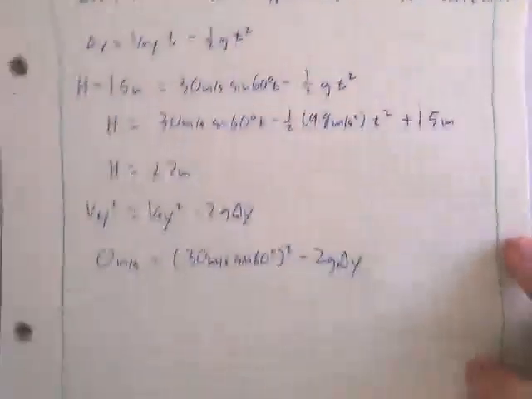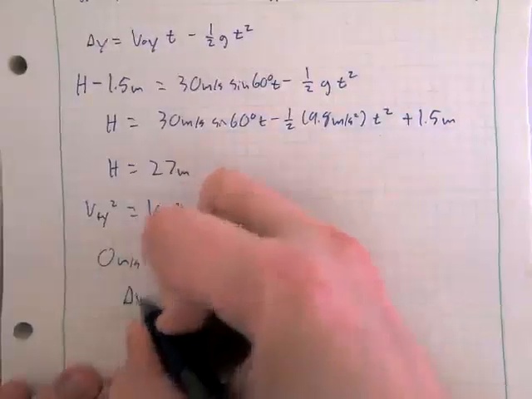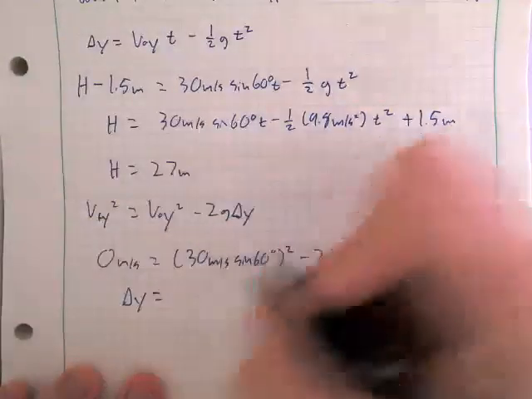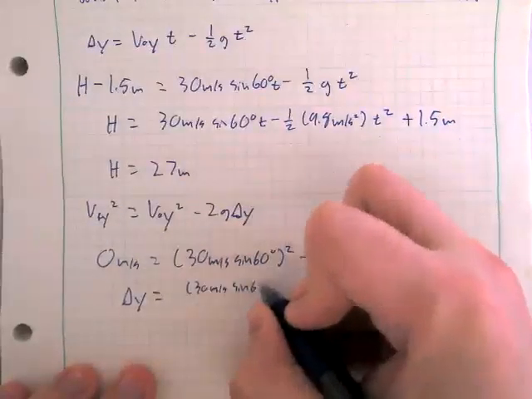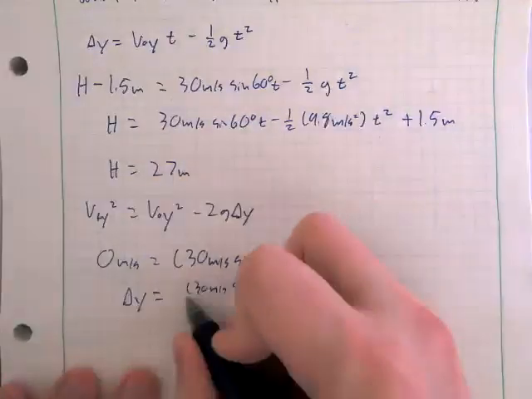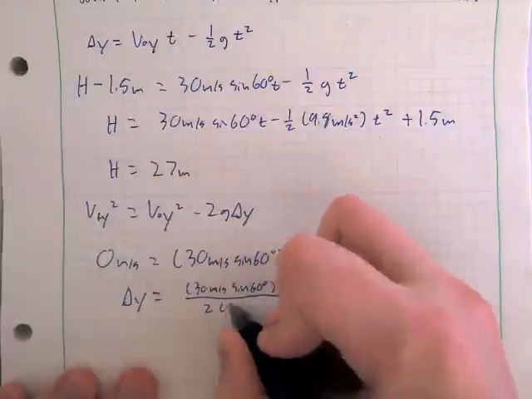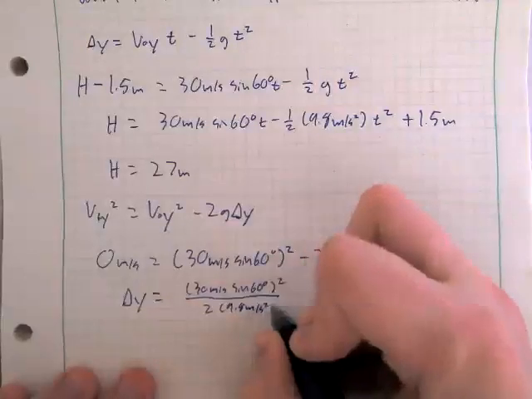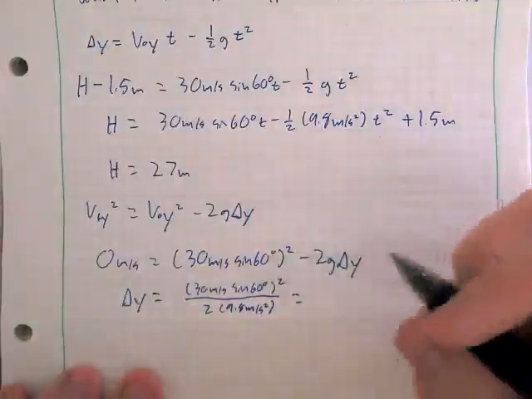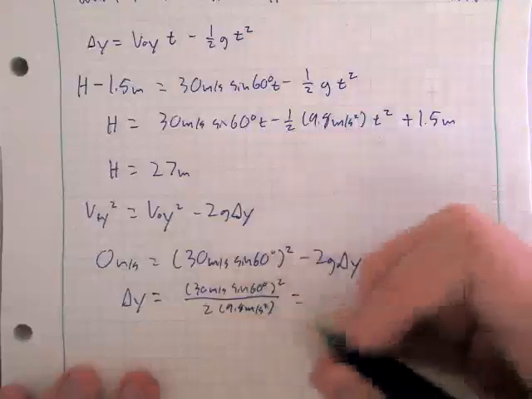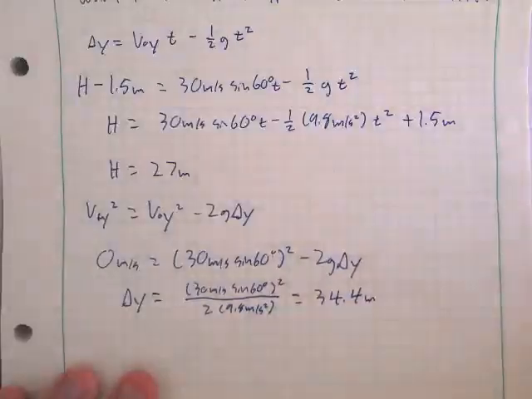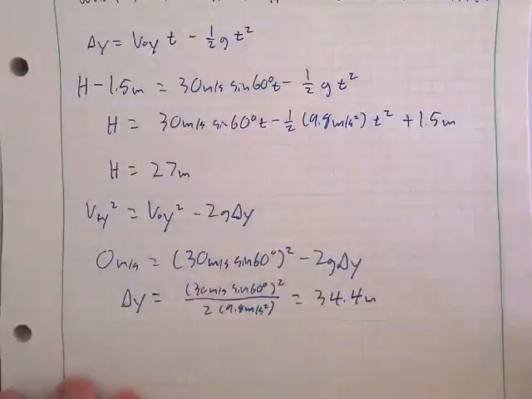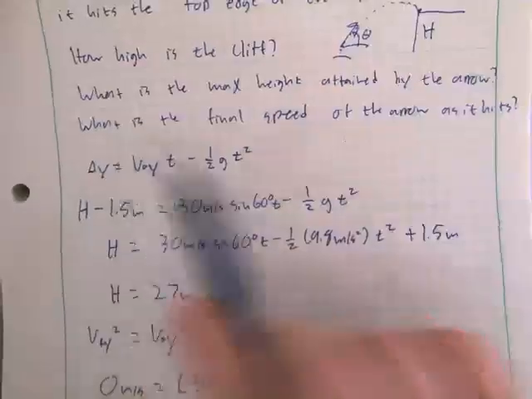So we say delta y is equal to 30 meters per second times the sine of 60 degrees squared divided by 2 times 9.8 meters per second squared, and we end up with a height. Don't forget to square this velocity here. You should end up with a maximum height of about 34.4 meters. Okay, and then the last thing that we want to say is what is the final speed of the arrow as it hits.